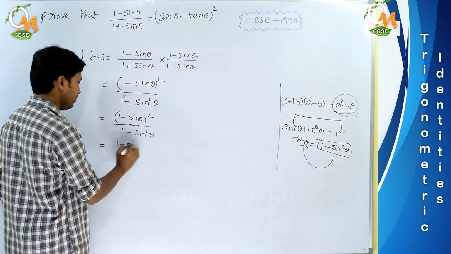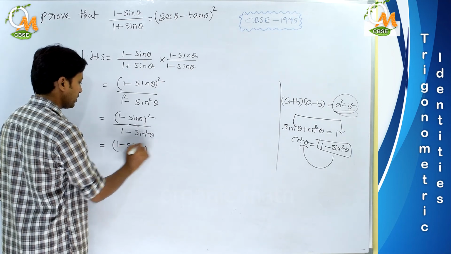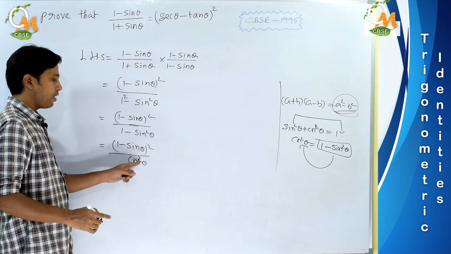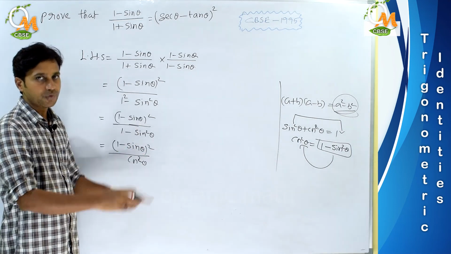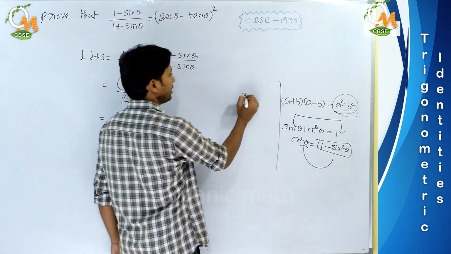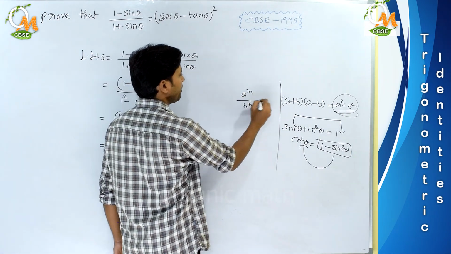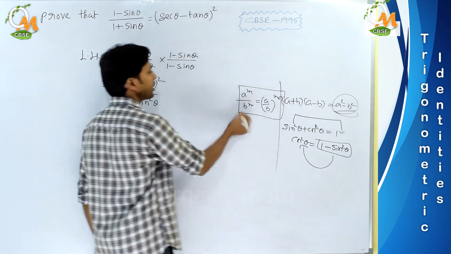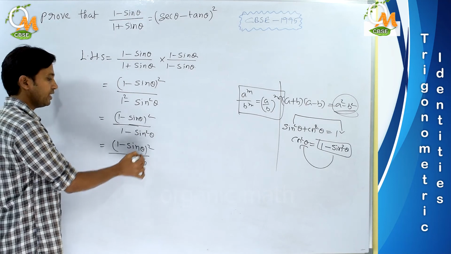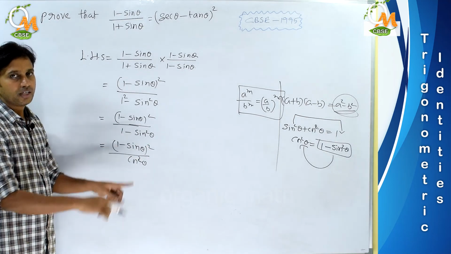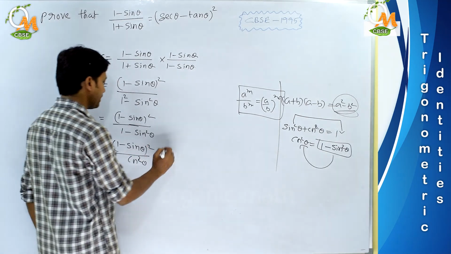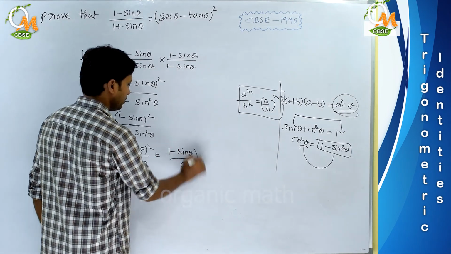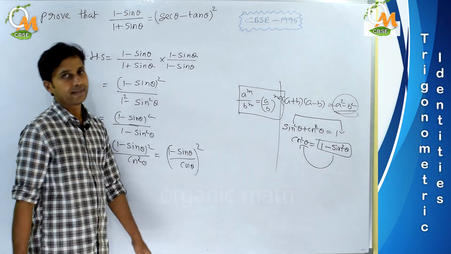Just see, (1 minus sin theta) whole square by cos square theta. Since this power is common for numerator and denominator, we can put a whole square, from the property a to the power of m by b to the power of m equals (a by b) whole to the power of m, which is the law of exponents. So here also square is there, here also square is there. We can put the square in common for both numerator and denominator: (1 minus sin theta) by cos theta, whole square.